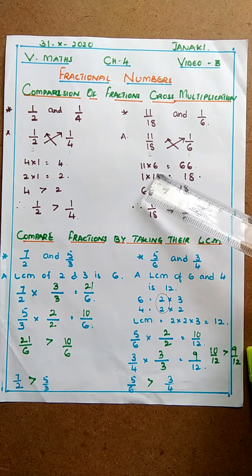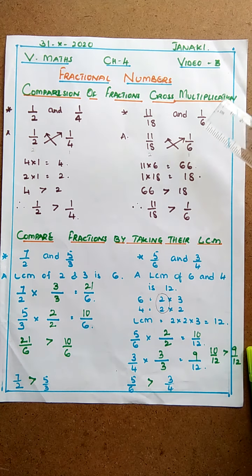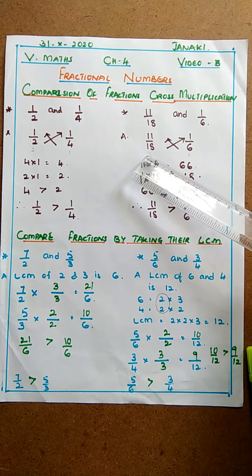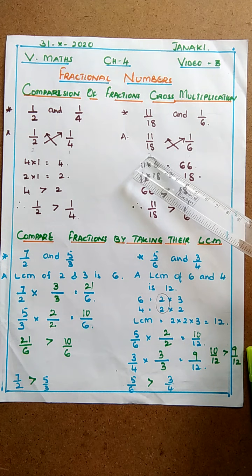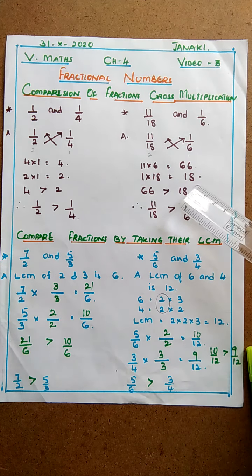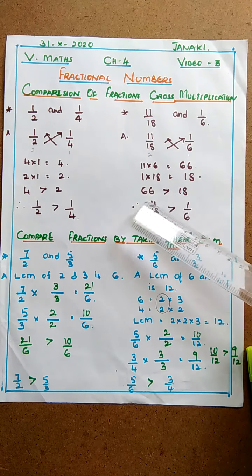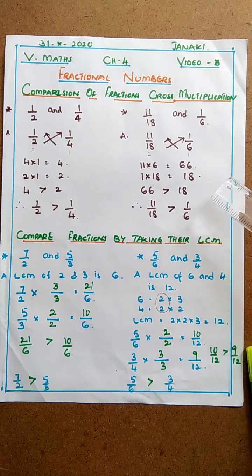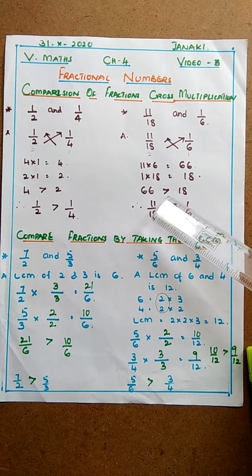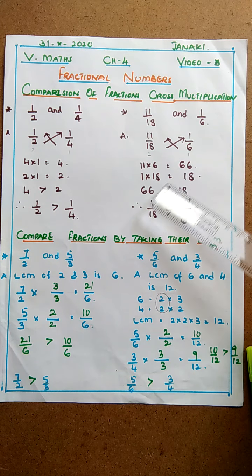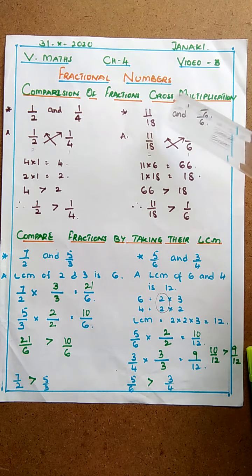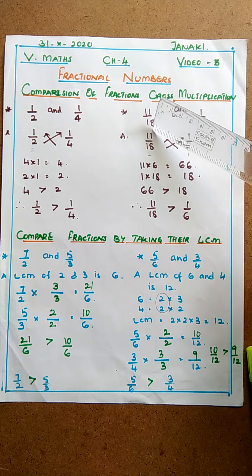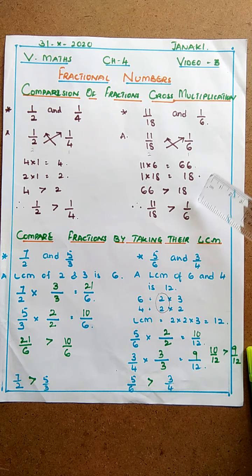So, 11 sixes are 66. Now, take the numerator of the second fraction, 1, and multiply it by the denominator of the first fraction, that is 18. So, 1 into 18 is 18. We all know 66 is greater than 18, isn't it? Greater than symbol. So, how did you get 66? By multiplying 11 by 6, isn't it? So, 11 by 18 is greater than 1 by 6.